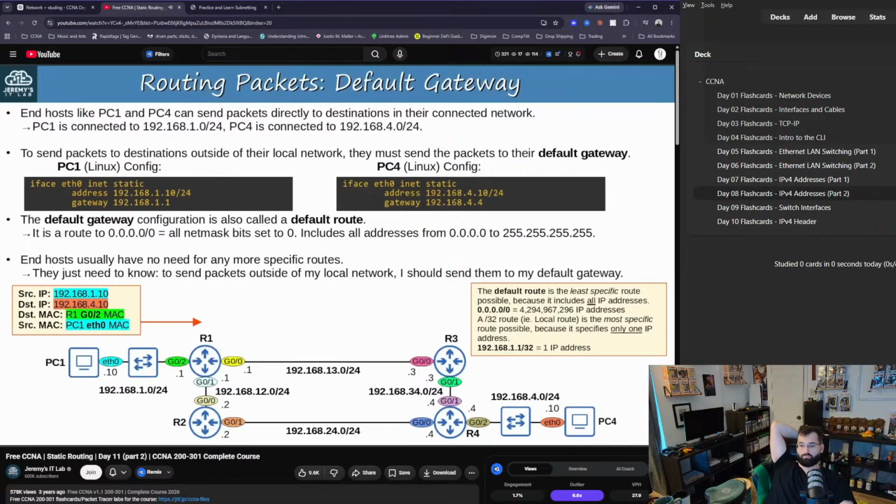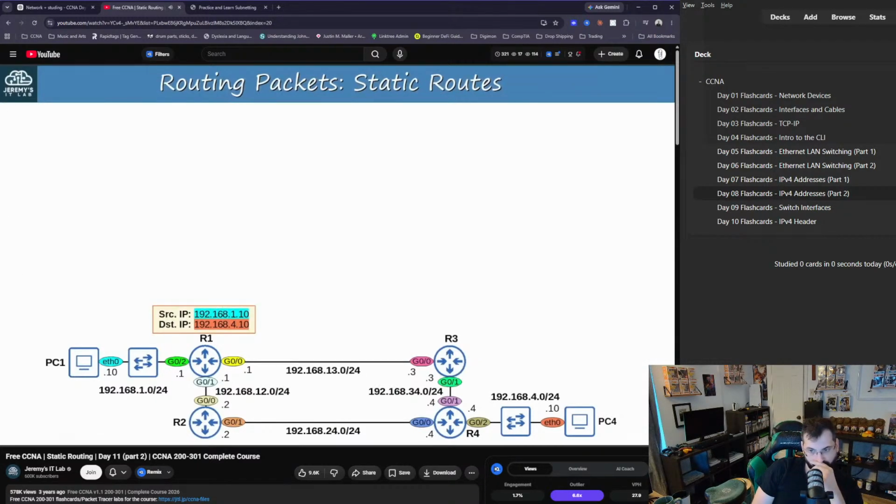Now, how does it know R1G02's MAC address? To learn it, PC1 will first send an ARP request to 192.168.1.1, R1G02's IP address. I will show this part of the process in more detail in the next part of the course, called Life of a Packet. To keep things a bit simpler in this video, let's just assume each device already knows its neighbor's MAC addresses. I won't show all of the ARP exchanges. So, PC1 sent that frame to its default gateway, R1.